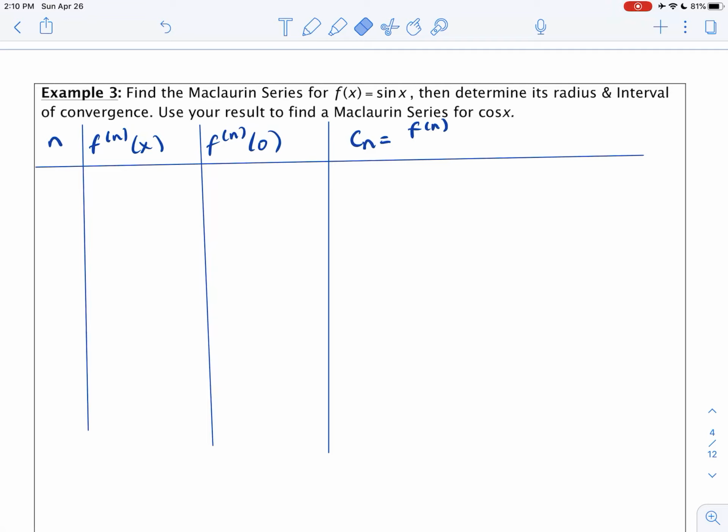Hello, this is Chapter 11, Infinite Sequences and Series, and we're on the topic of power series, in particular Taylor and Maclaurin series. And today we're looking at an example here. Find the Maclaurin series for f of x equal to sine x, then determine its radius and interval of convergence. Use your result to find a Maclaurin series for cosine of x.